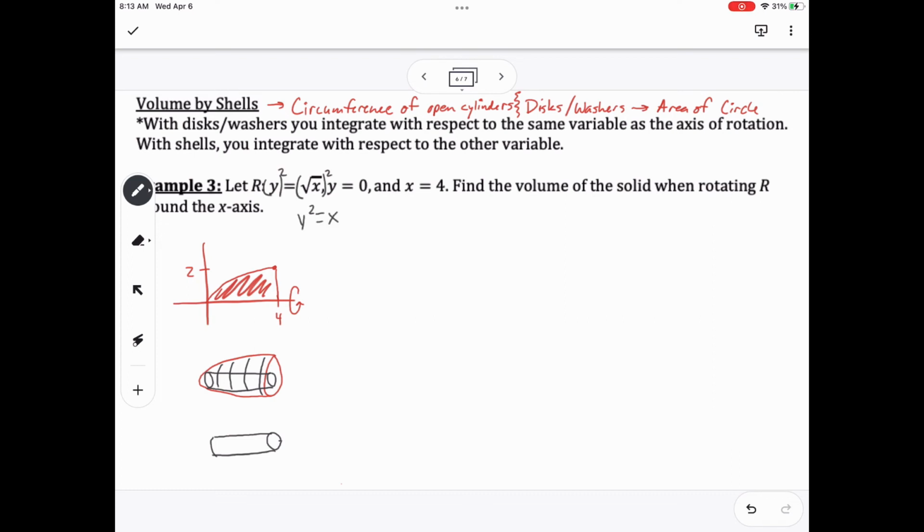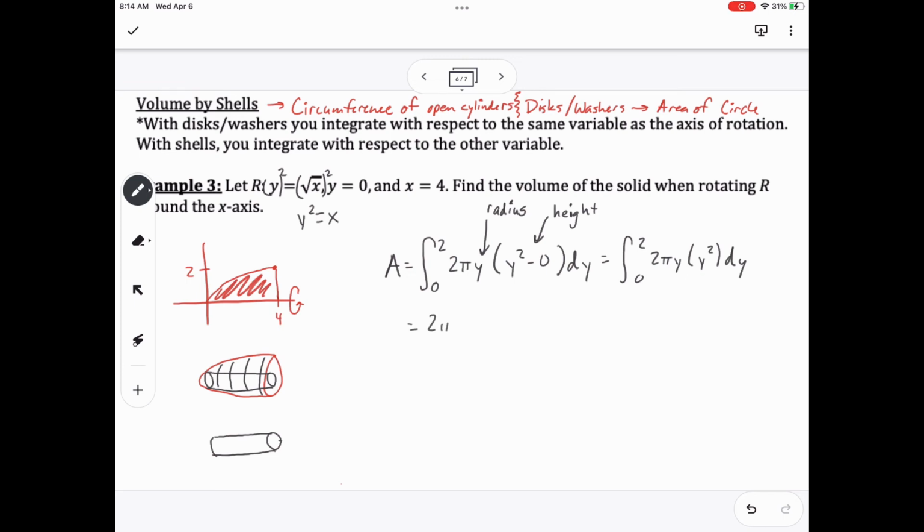So here, because it's already set up as y equals square root of x, I have to set it up the other way. So I have to solve for x. That's how I get y squared. And so here, remember, circumference is going to be 2 pi r, so radius. In this case, it's y, so the y value is actually the height or the radius from 0.